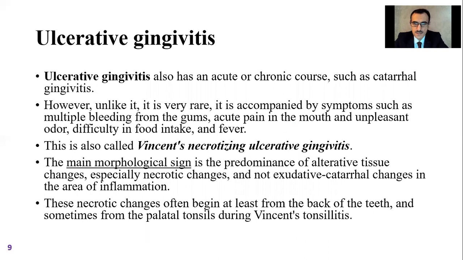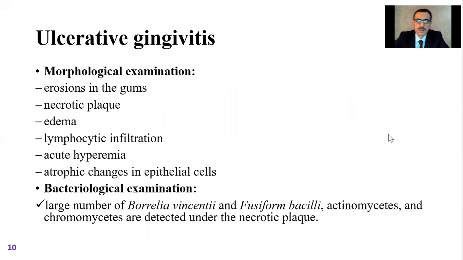The main morphological sign is the predominance of alterative tissue change, especially necrotic change, and not exudative catarrhal change in the area of inflammation. This necrotic change often begins from the back of the teeth and sometimes from the palatine tonsils during Vincent tonsillitis. Under the microscope, we will find erosions in the gums, necrotic plaque, edema, lymphocytic infiltration, acute hyperemia, and atrophic change in the epithelial tissue. The bacteriological examination will give us a large number of Borrelia vincentii, fusiform bacilli, actinomyces, and chromomyces under the necrotic plaque.